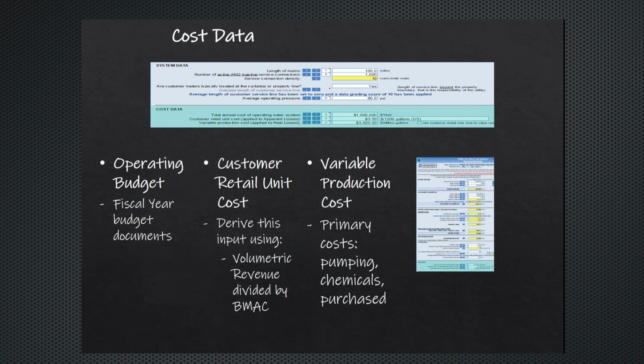Finally, we have the cost data. Now, we experience different types of losses in our system, and therefore some of these losses are valued differently. Our apparent losses are valued using what's known as the customer retail unit cost, and our real losses are valued using our variable production cost. Said another way, the cost to produce one additional unit of water.